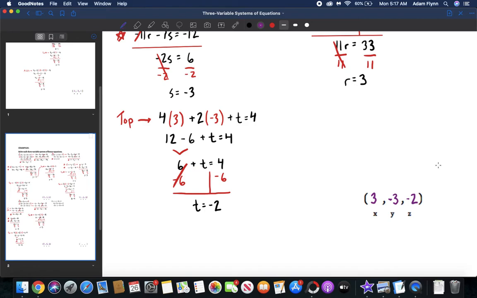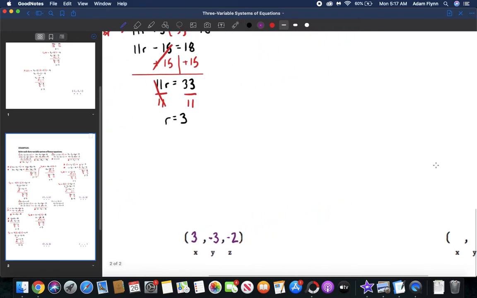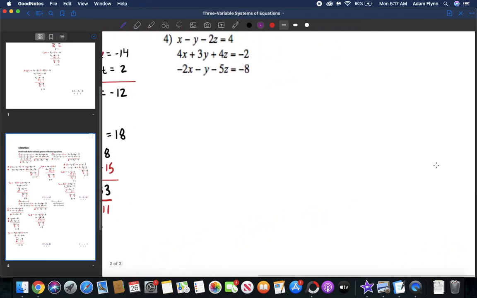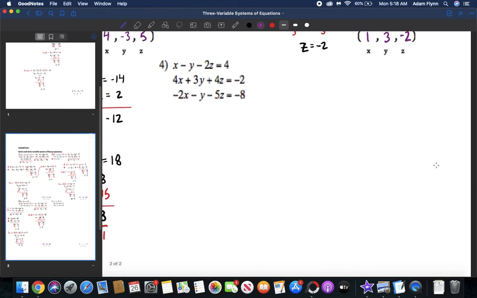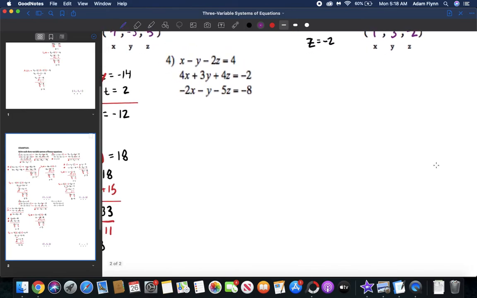Okay, one more problem left. We're almost there. I realize this has been a long video, but these are some dense problems that we're dealing with. Okay, so taking a look at this system, I'm back to x, y, and z. Again, variables don't matter. I am going to choose to eliminate, looks like x is going to be my easiest. I'm never going to have to scale both equations. So I'm going to scale my bottom equation.